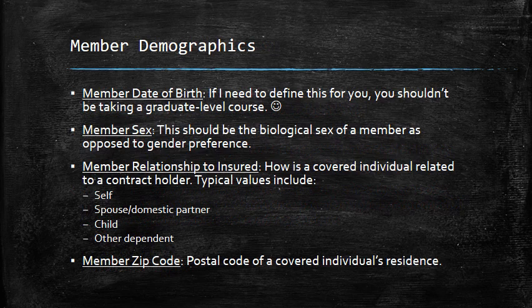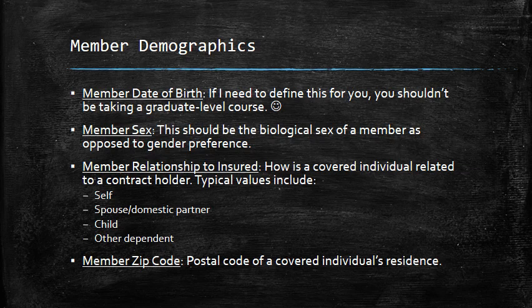The membership file will also contain demographics about the member. It will include the member's date of birth. It'll include the member's sex, and this should really be the biological sex of a member as opposed to gender preference. If claims come in for, say, uterine cancer or prostate cancer, it's the biological sex of the person that would be checked, not just their gender preference.